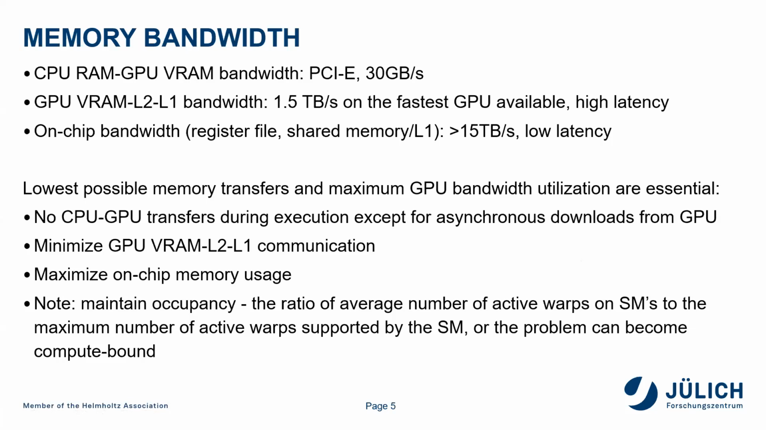You want to minimize the GPU VRAM to on-chip memory communications, and then you want to optimize the usage of the fastest available on-chip memory. Note that you need to maintain the occupancy so that your program is still memory bound, and you can actually use the free resources to hide the latency of the communications. Otherwise, it can really become a compute bound problem.